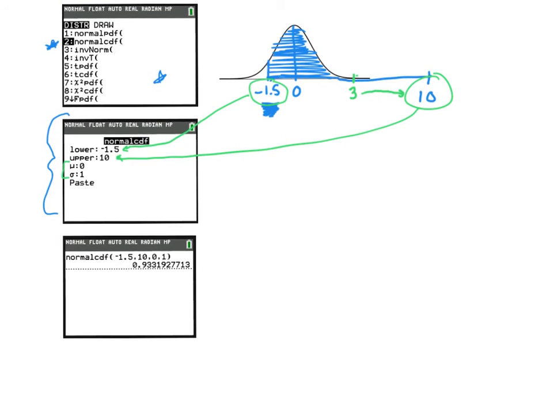Then you'd hit paste. So highlight paste and hit enter. And then you have to hit enter one more time. And then you'll get this answer. So remember, we round it to 4 decimal places. So it'll be 0.9332.